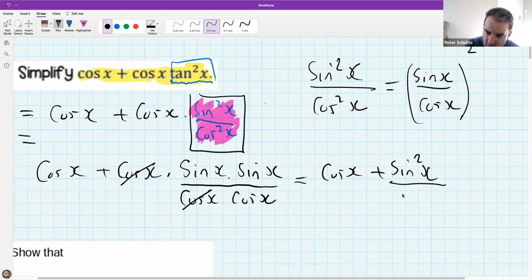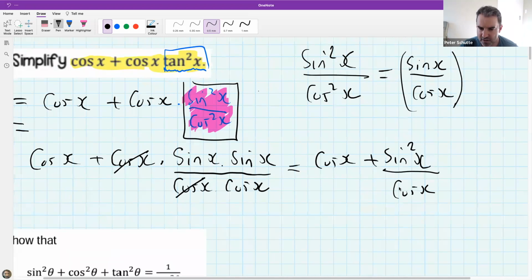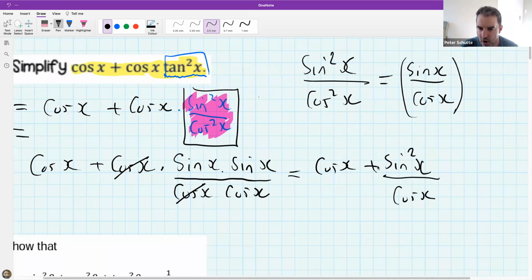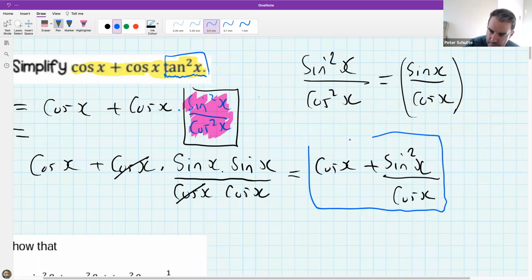sin squared x over cos x. Okay, everyone, I know that this is getting a little bit sneaky tricky, but are you okay with this blue block here? I'm going to show you another way of doing this, but it's a good exercise to go through anyway. Thumbs up if you get how I got to the blue block. Thumbs down if the blue block confuses you.